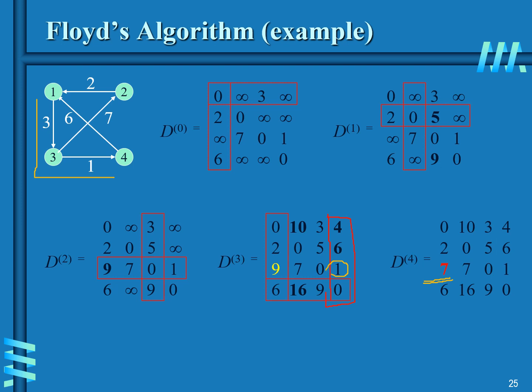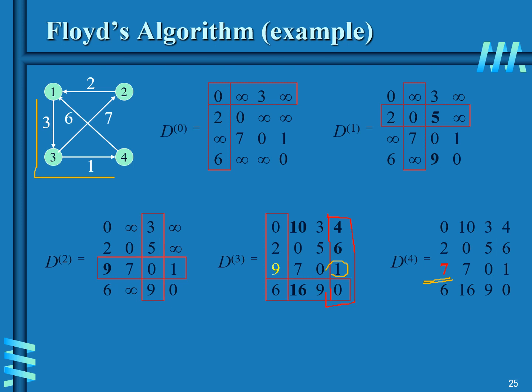Okay, the next is 2 to 1. 2 to 1 at a distance of 2. 2 to 3 is 5. 2 to 3 is 5, no? So that is 2 plus 3, 5. So likewise you can write down this answer. The shortest path between 1 to 2 is 10, 1 to 3 is 3, 1 to 4 is 4. 2 to 1 is 2, 2 to 3 is 5, 2 to 4 is 6.